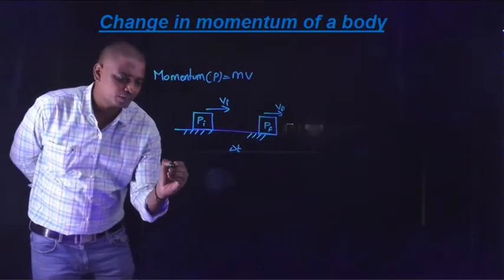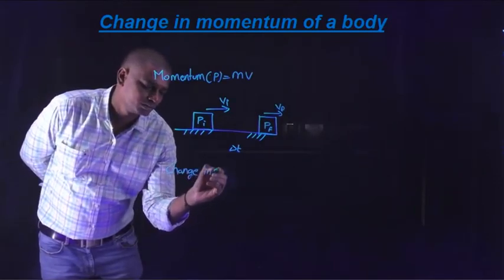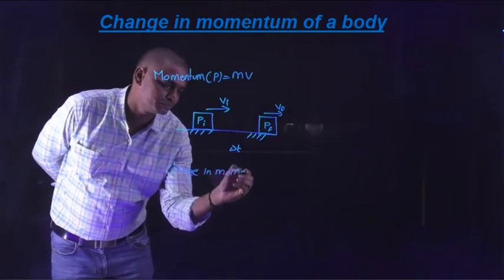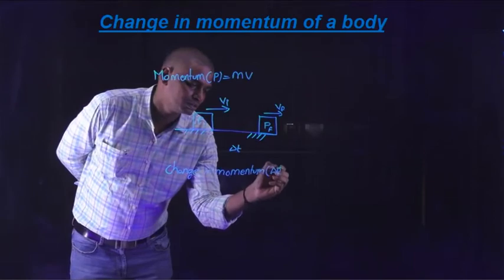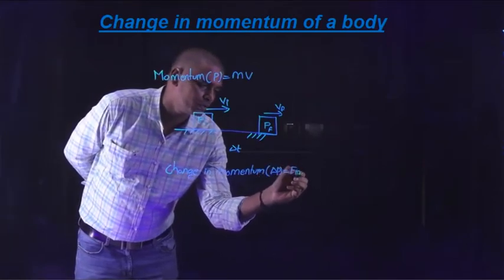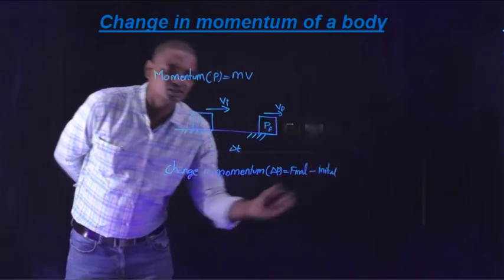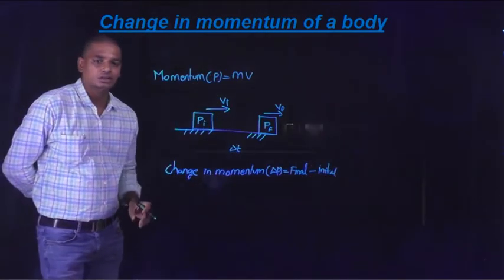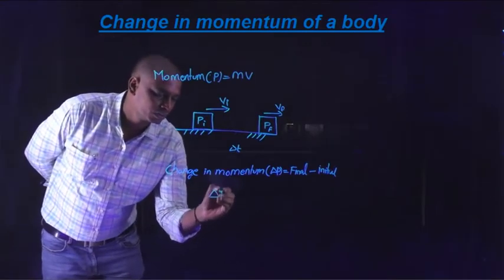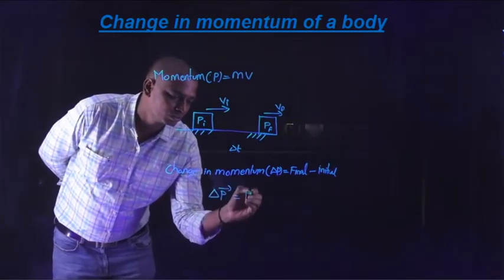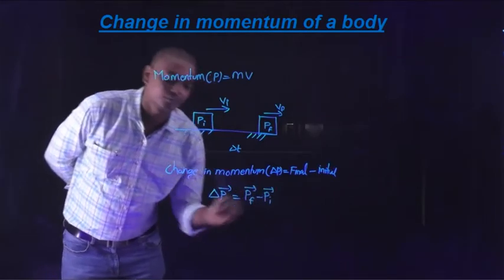So change in momentum, or delta p, is equal to final momentum minus initial momentum. Final minus initial, always the change is final minus initial. Therefore delta p bar is equal to p final bar minus p initial bar.